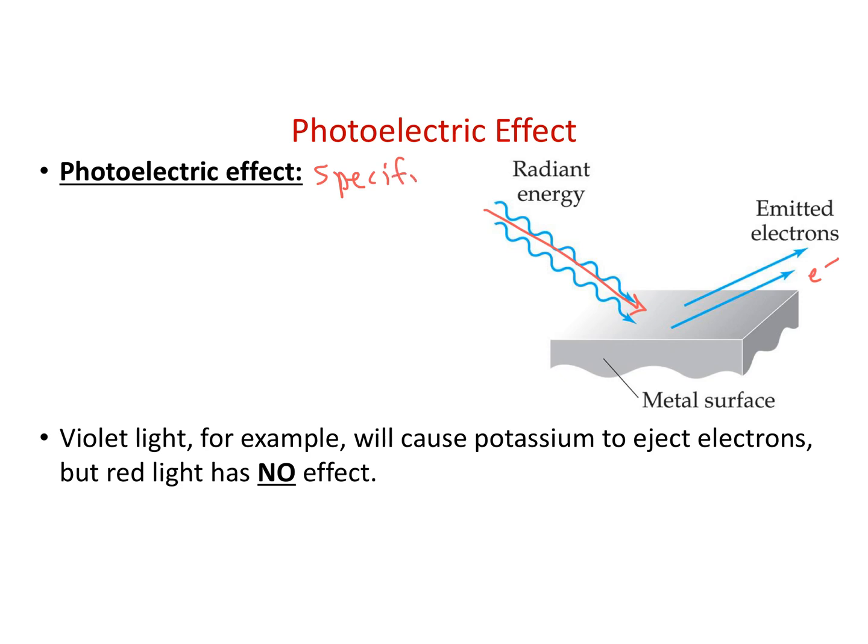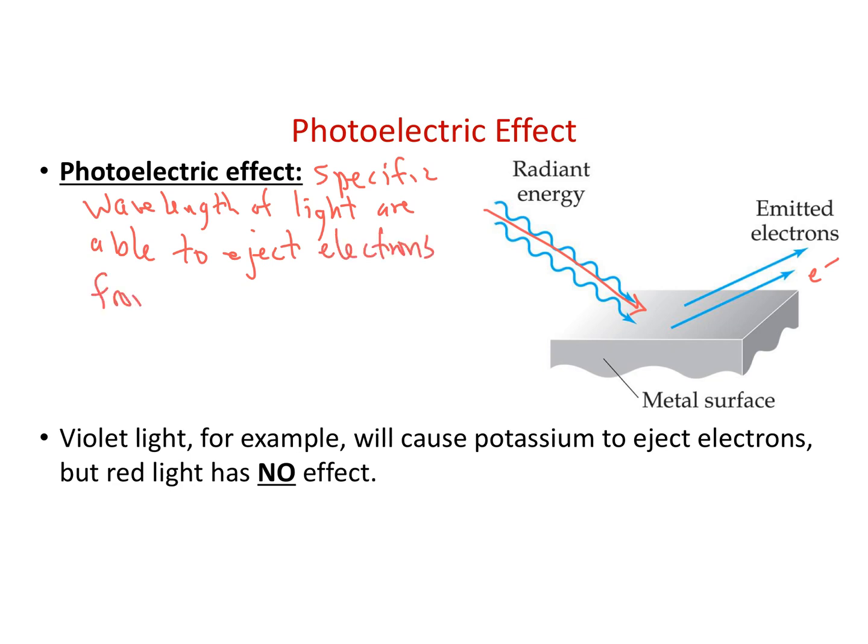Specific wavelengths of light are able to eject electrons from a metal surface. So it's not all wavelengths of light, just specific wavelengths of light, and it changed with the metal as well. So certain wavelengths of light were able to kick electrons out of the metal surface for certain metals.